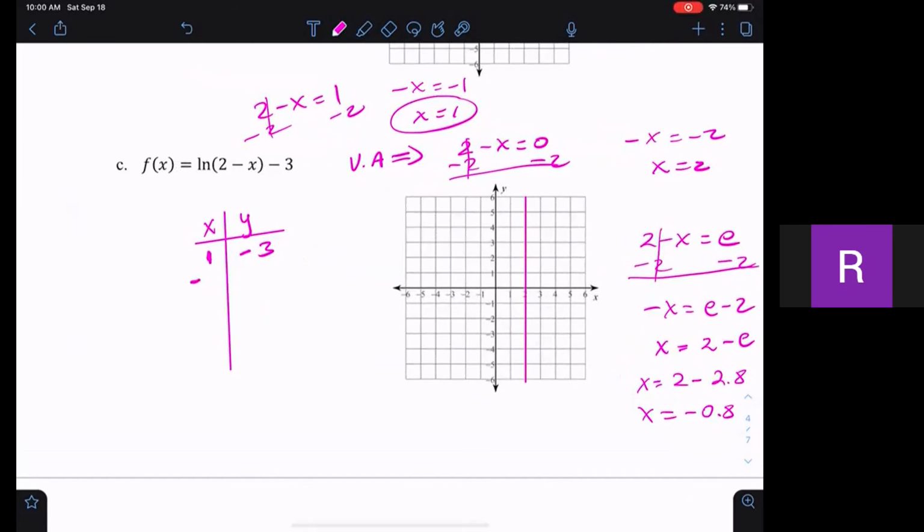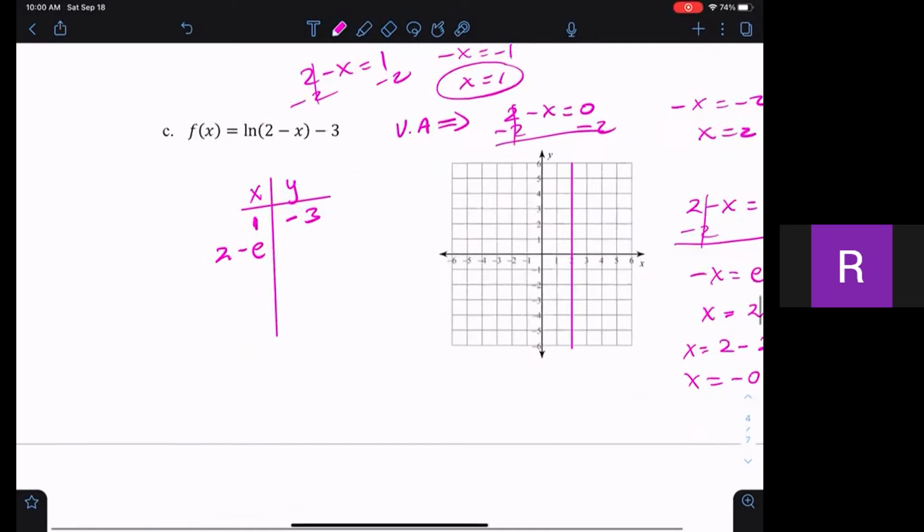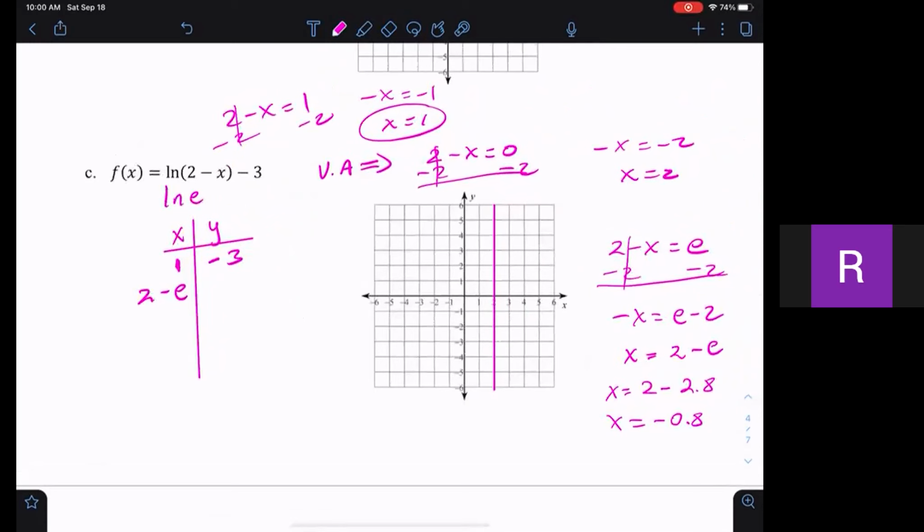So when x is negative 0.8, we get e. About that, right? We can put 2 minus e to make it simple. So when this is 2 minus e, then this is e, and ln e, by definition, is 1. So that means this is 1 minus 3, it's going to be negative 2, right? So this 2 minus e is approximately negative 0.8.